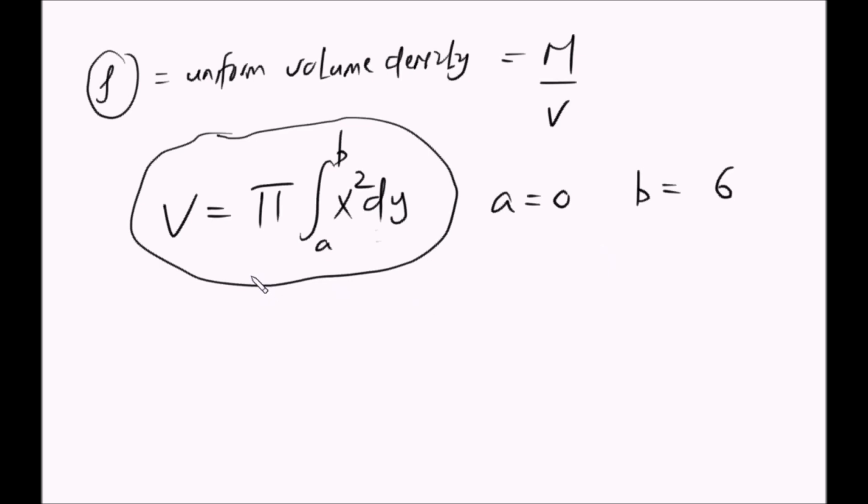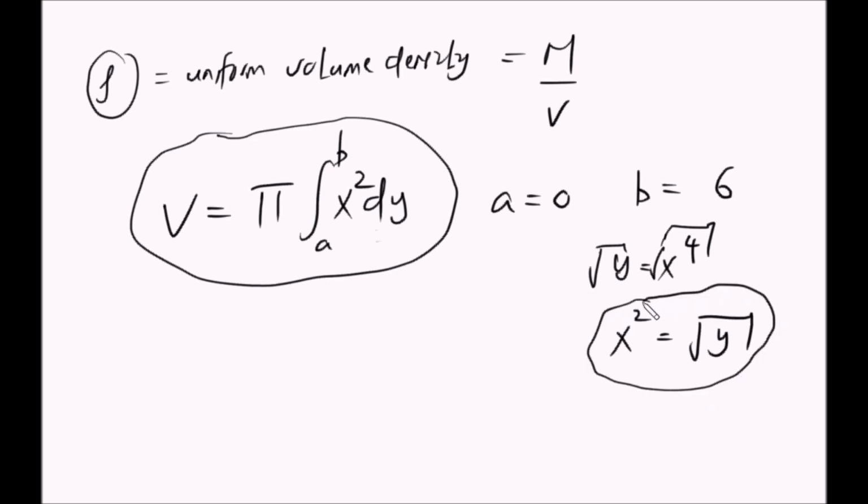Sasa manake x yetu hii, remember, is formed by the curve nini? By the curve y is equal to x power 4. So nikifanya square root ya both side, x squared itakuwa sasa na square root ya y, kwa sababu square root ya x power 4 ni x squared. Square root ya y ndio hiyo square root of y.